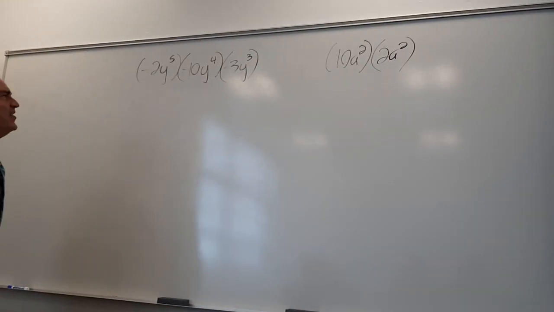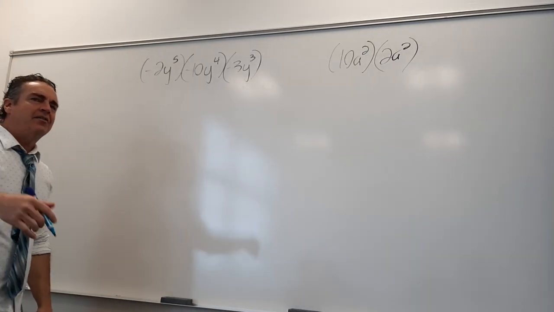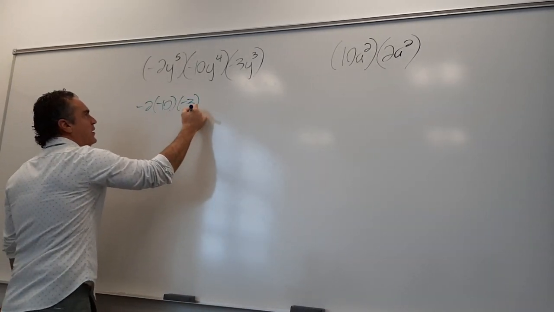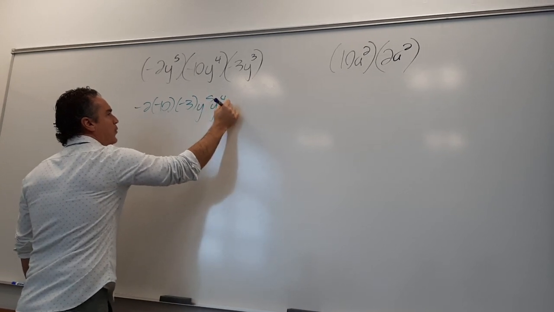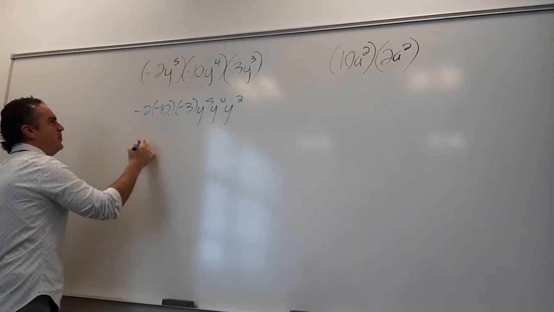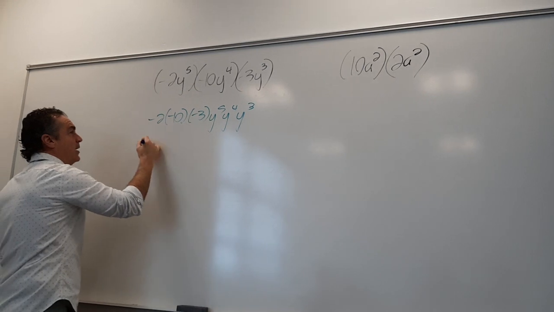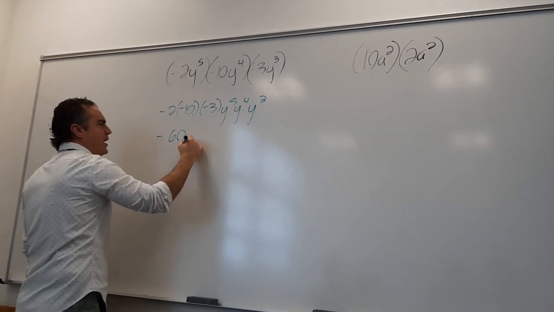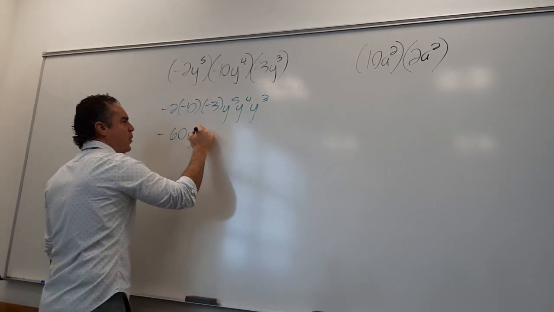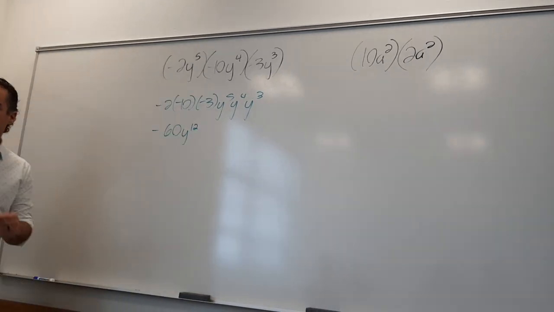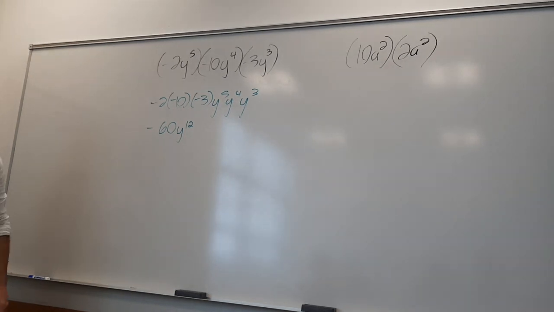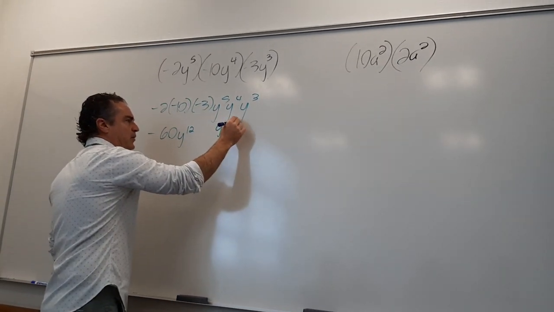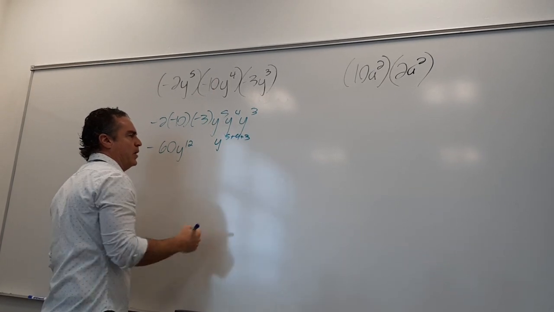Go. Numbers with numbers. This is the way I would like to see you do this problem. You take negative 2 times negative 10 times negative 3, and y to the fifth, y to the fourth, y to the third. And you end up here with negative, negative, negative, make a negative what? 60. Very good. And y to the 5 plus 4 plus 3 makes y to the 12. Say woo if you got it right. Ooh, very good. Remember that? Y to the 5 plus 4 plus 3 makes y to the 12.